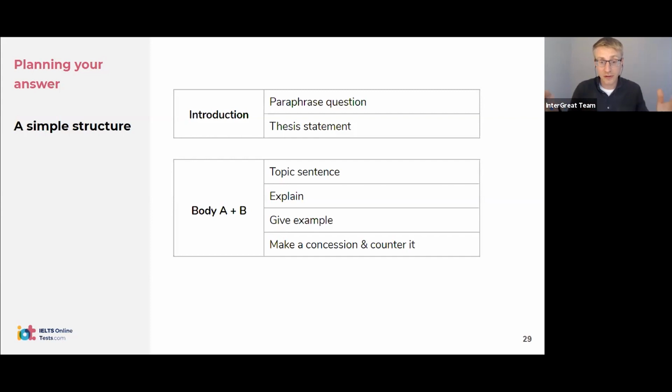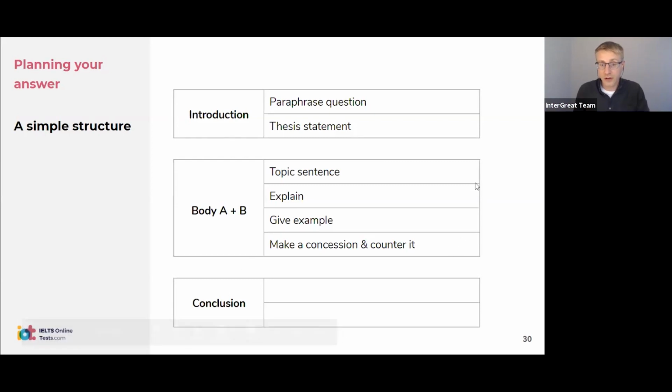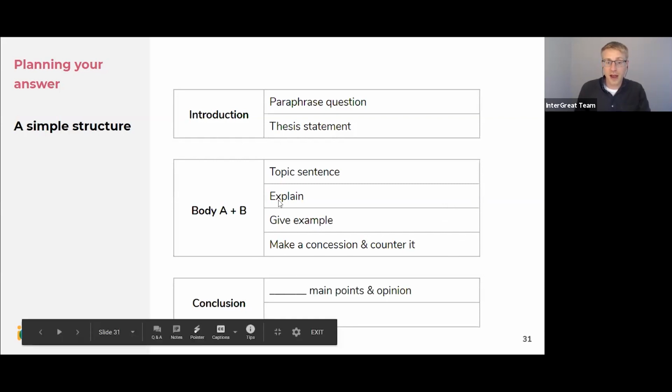And this shows that you've thought about both sides, you've looked at both sides of the argument, and you've still decided your own logical conclusion. We'll look at the language you can use for that in a moment. Finally, we're going to have a conclusion. And your conclusion should begin with a summarization, excellent, of your main points, and also give your opinion as well.